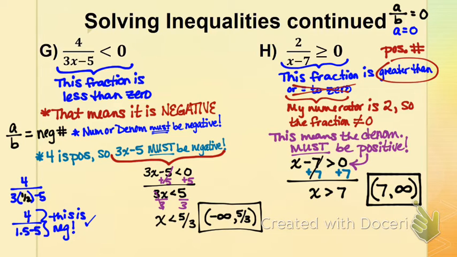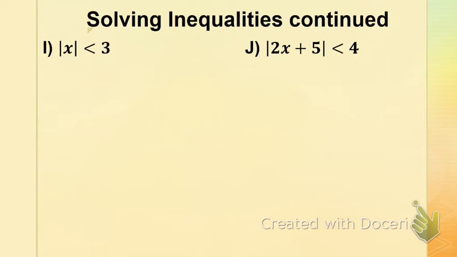All right, there's one last concept that we need to talk about in 2.6. We're going to do some absolute value inequalities. What does absolute value mean again? Distance from zero.